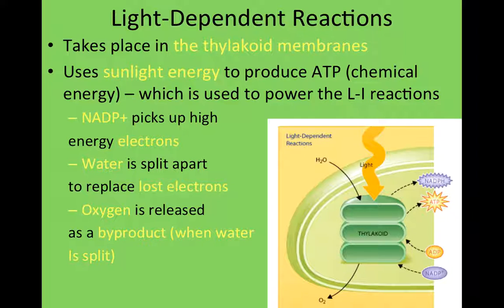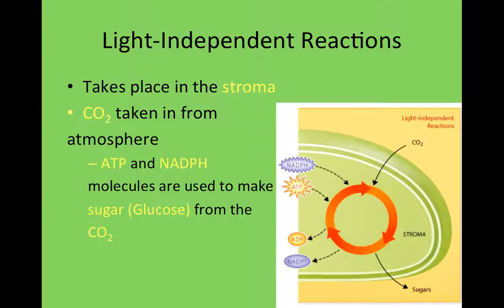The whole point of the light dependent reactions is to provide energy for the light independent reactions. So ATP and NADPH produced during the light dependent reactions will now cycle to the light independent reactions to power that process. During the light independent reactions, you can see that NADPH and ATP are entering the Calvin cycle to power the process of converting CO2 from the atmosphere into sugars such as glucose, which will be used by the plant for food.